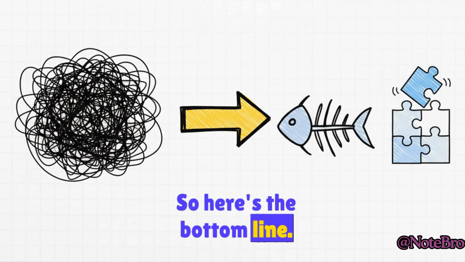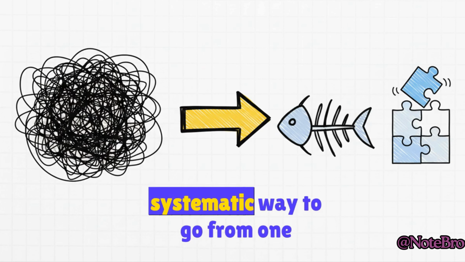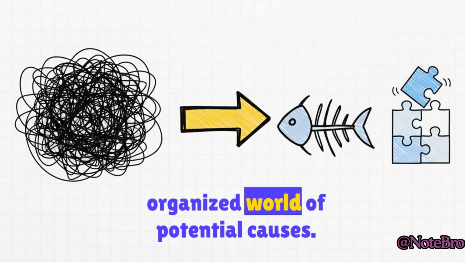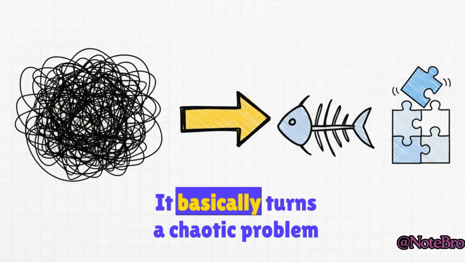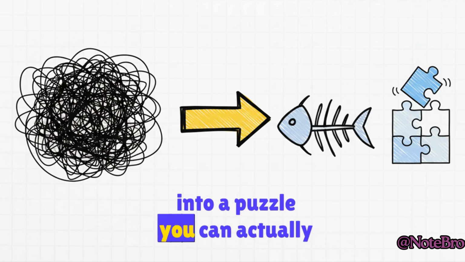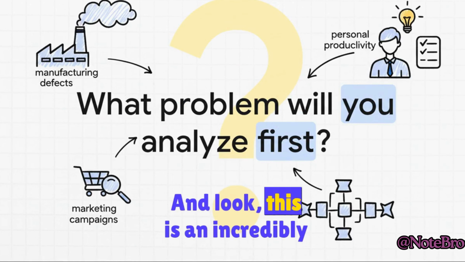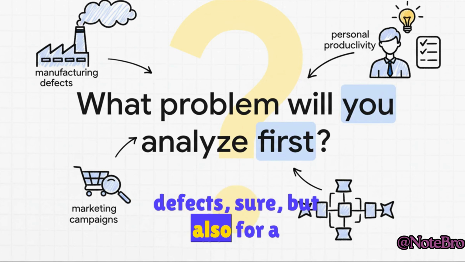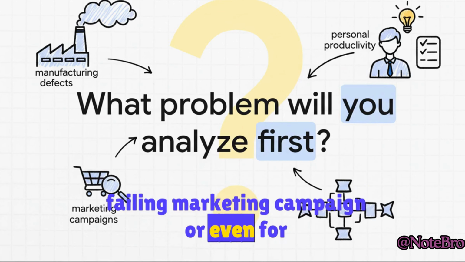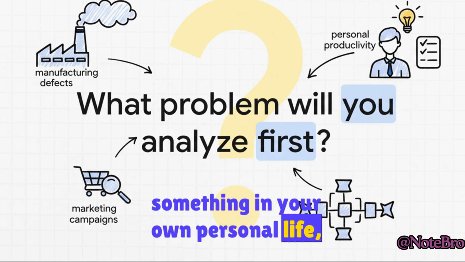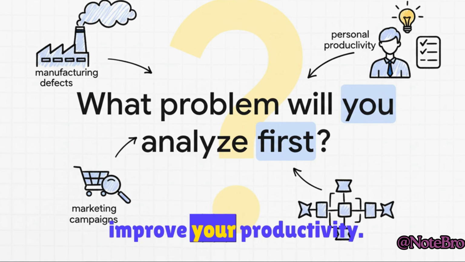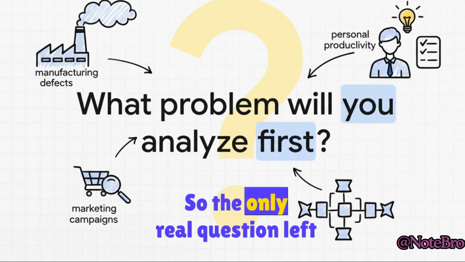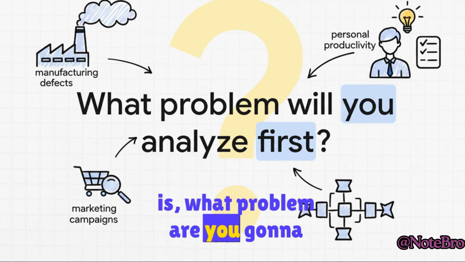So, here's the bottom line. The fishbone diagram gives you a systematic way to go from one single frustrating effect to a clear, organized world of potential causes. It basically turns a chaotic problem into a puzzle you can actually solve. And look, this is an incredibly versatile tool. You can use it for manufacturing defects, sure, but also for a failing marketing campaign, or even for something in your own personal life, like why you can't seem to improve your productivity. The principles are exactly the same. So the only real question left is, what problem are you going to tackle first?